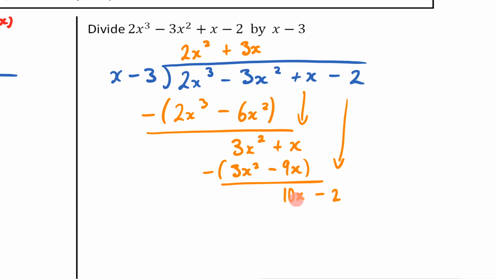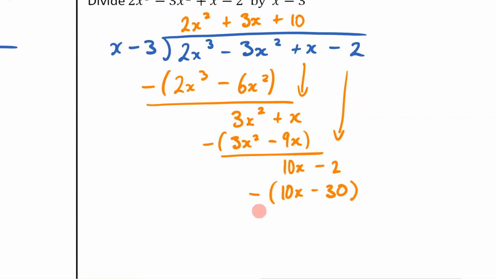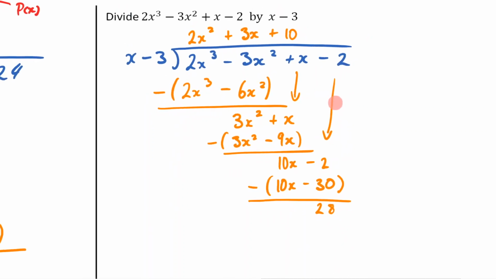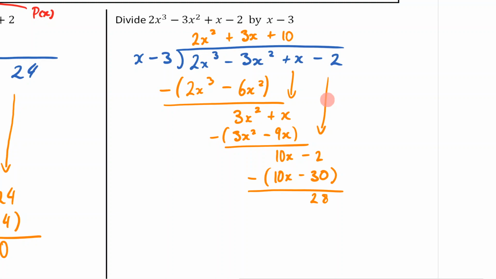x times what is 10x? Well, that's going to be 10. Sorry, just 10, because 10 times x is 10x. And then 10 times negative 3 is negative 30. I always do that. Then we subtract. This is going to go to 0. This is going to become plus. This is going to be 28. So 28 is going to be my remainder. Perfect. So we've done it.